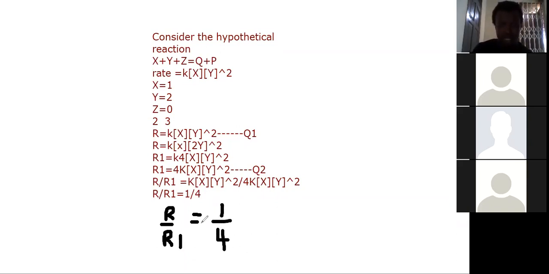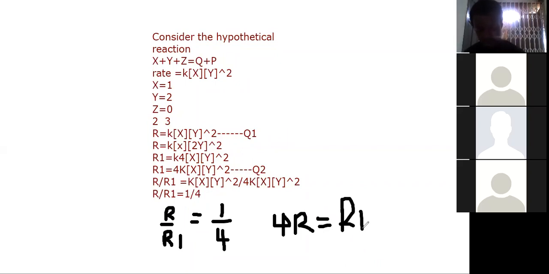So when we want to relate it, we cross multiply and we are going to get 4R is equal to R1. Have you seen it? Once we know that R1 is when it is doubled, we are trying to say that when it is doubled, the rate of the reaction is increased by 4 folds.